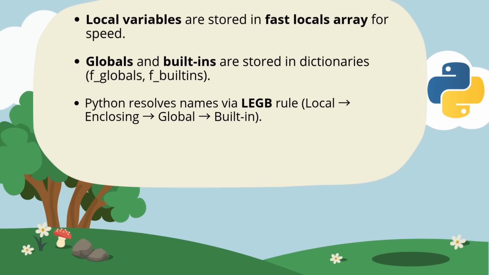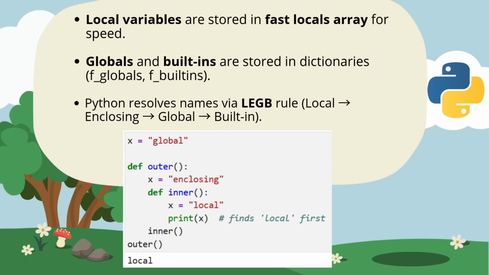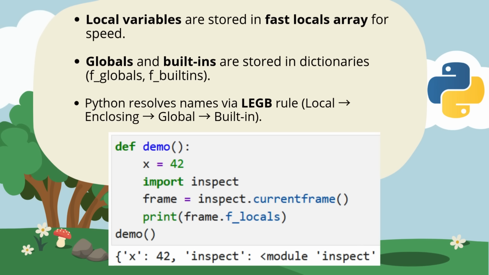Next, how does Python store and look up variables internally? Local variables are stored in a fast locals array for speed, while globals and built-ins are stored in dictionaries, f_globals and f_builtins. Python resolves names using the LEGB rule: local, enclosing, global, and built-in. You can even inspect a frame's locals with frame.f_locals.